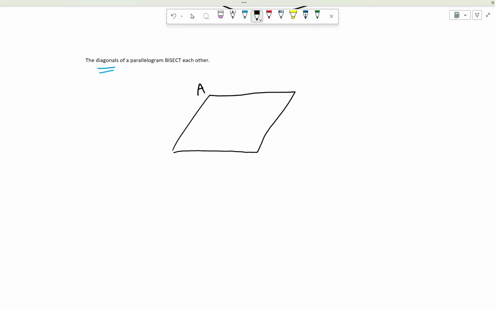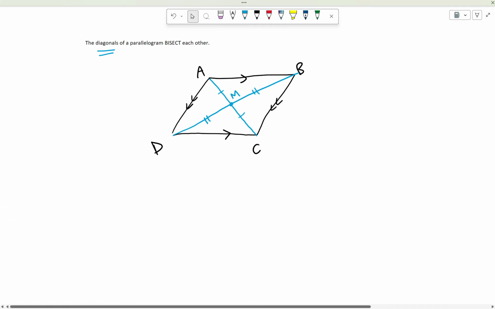If I have A, B, C, D, these guys are congruent, okay? Here are my diagonals. This right here, we're going to call point M, which is saying that because it's a parallelogram, AM and MC are congruent, as well as DM and MB. These diagonals bisect each other, so each diagonal is bisected at that midpoint where they both cross here at M.